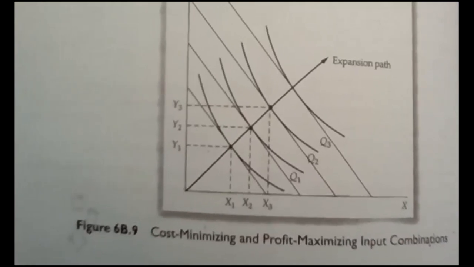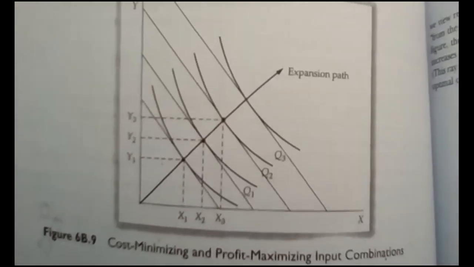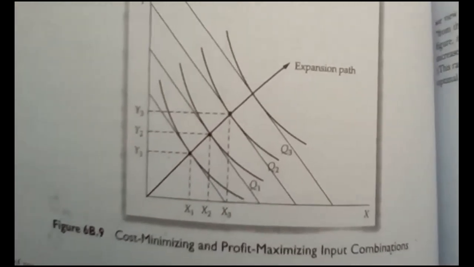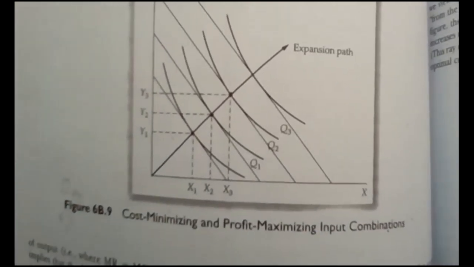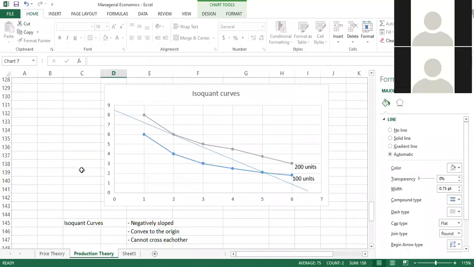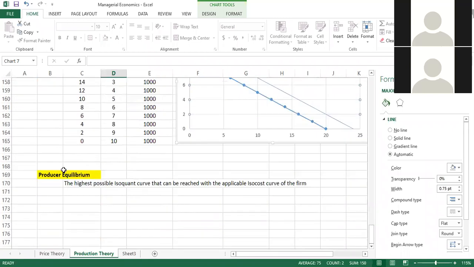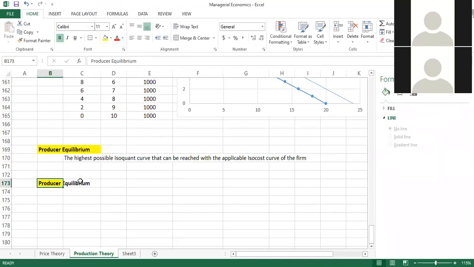The iso cost curve will shift. When the iso cost curve shifts, the firm will be able to reach larger output. The firm's ability to produce will increase. That means the producer equilibrium will increase. So that is called the expansion path. The expansion path shows the direction of increasing output. That is why we call it the expansion path.